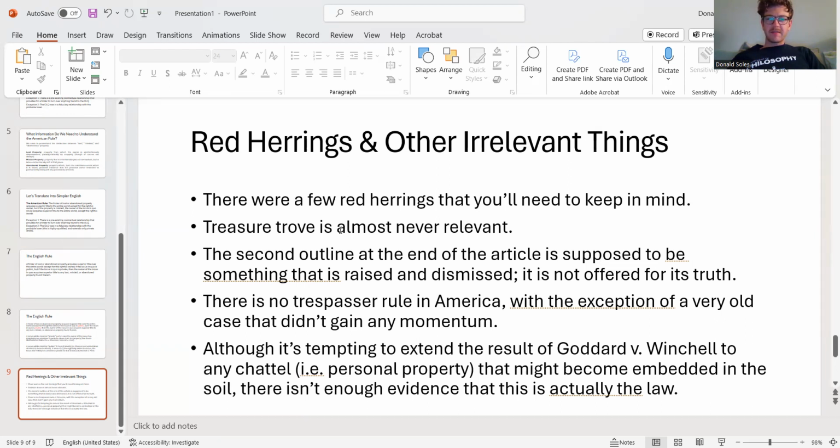But at the same time, it does seem like this is kind of the rule that they advocate in Goddard versus Winchell. So I'm conflicted about what to think here. It does look like in Goddard versus Winchell, Goddard's lawyers say something like, no, Goddard owns the meteorite because he owns everything that's in the soil. And that is what his lawyers say, but I'm not sure if the court ultimately adopts that as the reason why the meteorite was his.